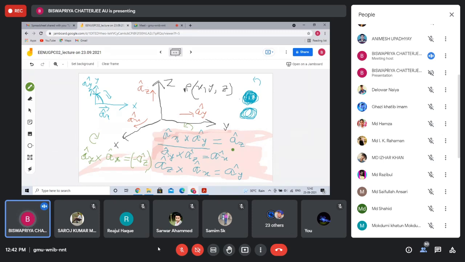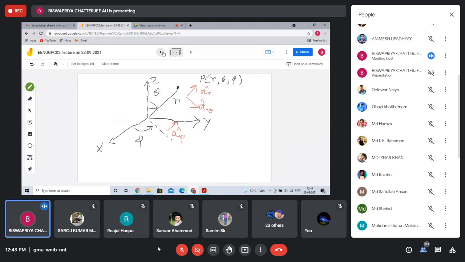So if you are changing the direction, what happens? One time you are doing AX cross AY, another time AY cross AX. So if you are changing your direction, the direction of the resulting vector will just be the reverse. It will be 180-degree phase apart. So is it understood what is called a right-handed system? Yes, sir.